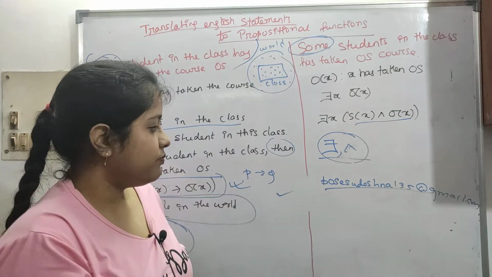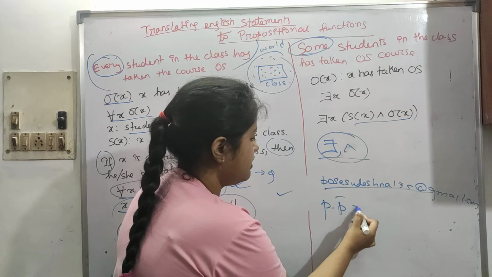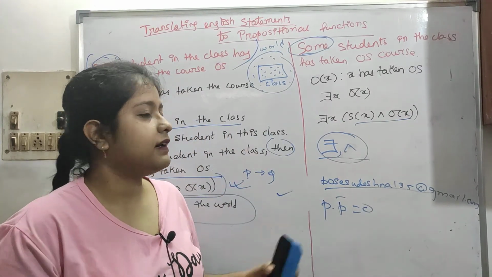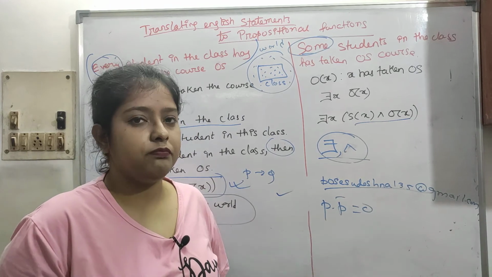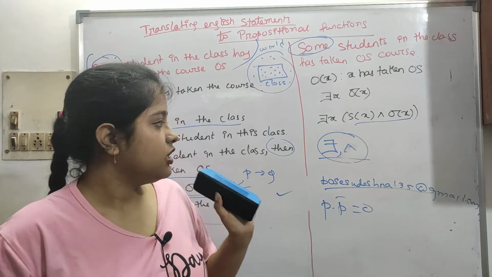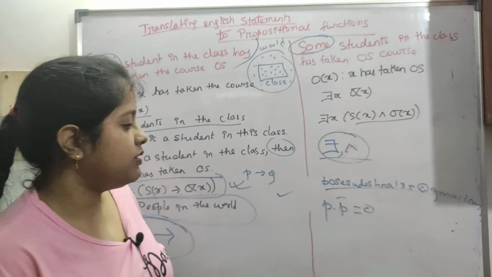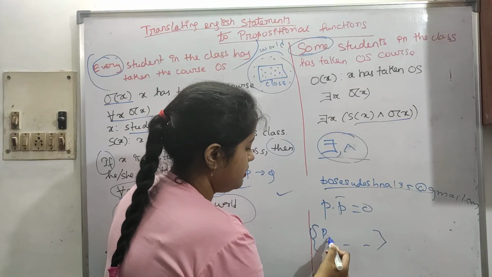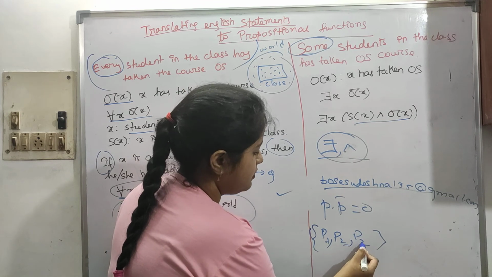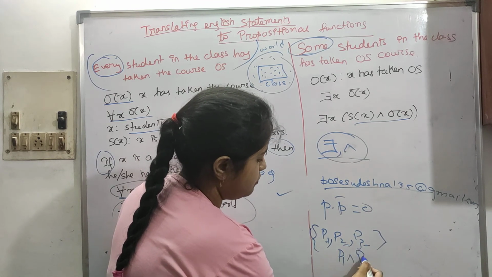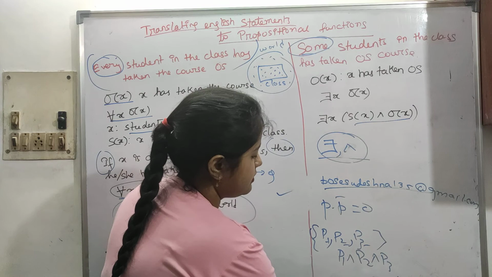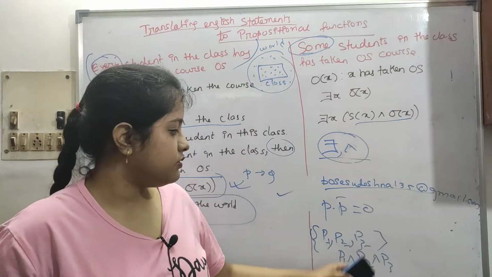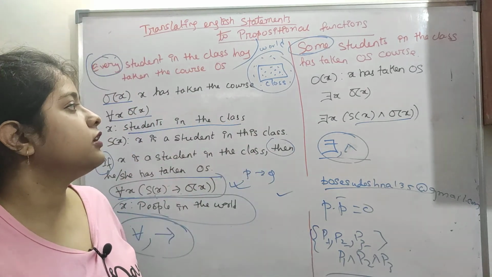I made one mistake there: P·P5 equals 0. The dot will be used, meaning product, but I just wrote plus. It's not plus, it's dot. About the premises, let's say P1, P2, P3: these are P1 ∧ P2 ∧ P3, like this. In place of the conjunction I wrote plus, so that was wrong. This is the correct one.